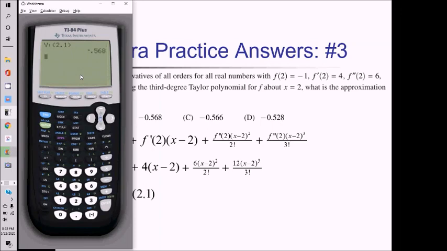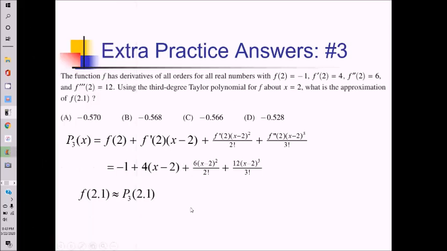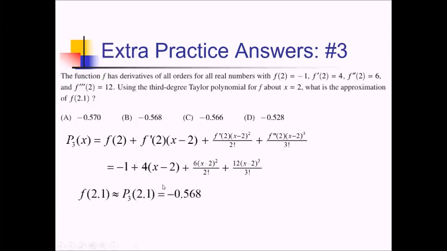So pressing enter, this comes out to exactly negative 0.568. I didn't expect it to be so precise. So I can actually write equals after that. So that's going to be choice B.